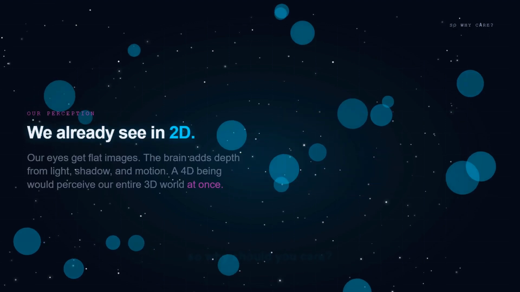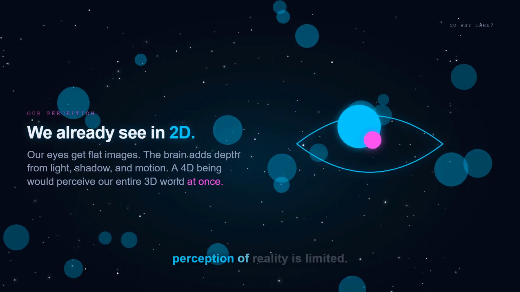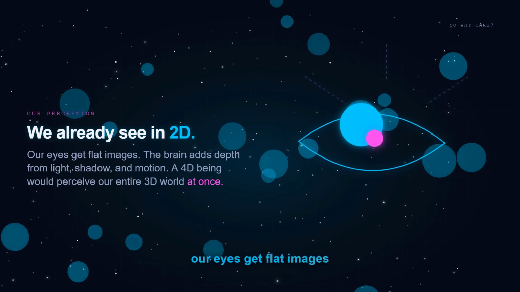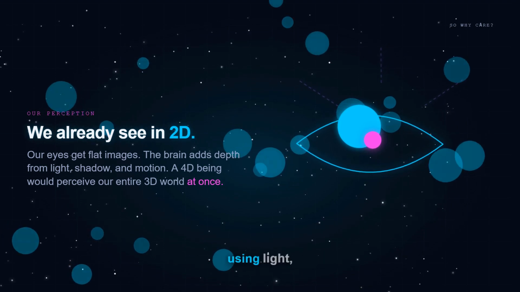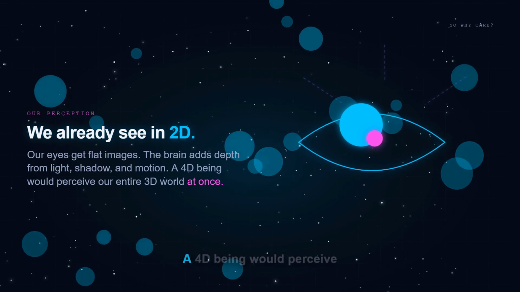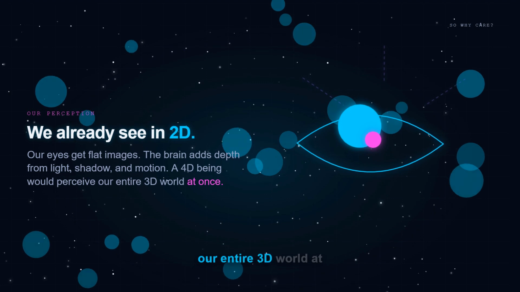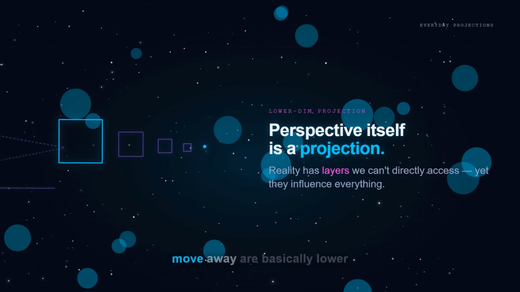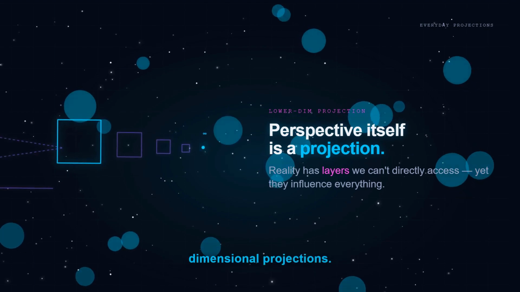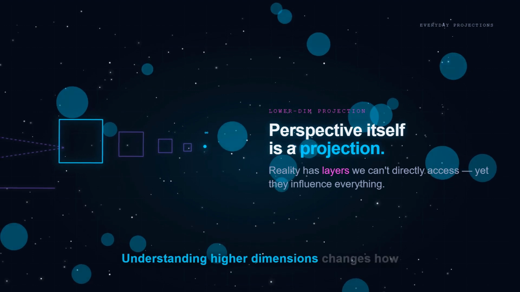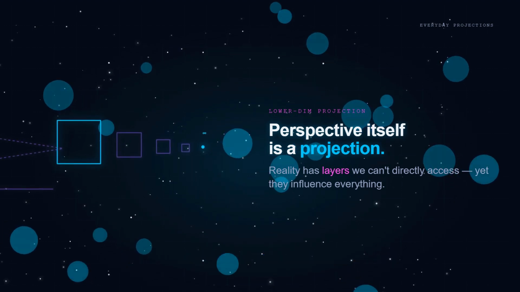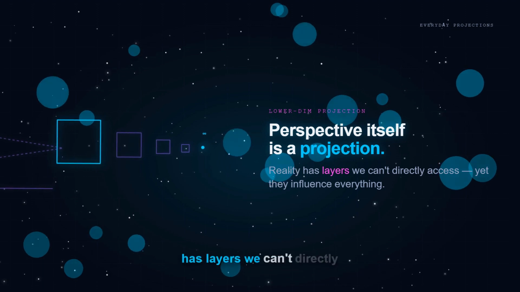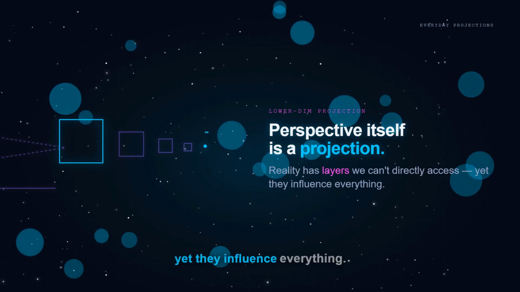So why should you care? 4D concepts show us our perception of reality is limited. We already see in 2D, our eyes get flat images, and our brain adds depth using light, shadows, and motion. A 4D being would perceive our entire 3D world at once. Everyday perspective tricks, like objects getting smaller as they move away, are basically lower dimensional projections. Understanding higher dimensions changes how you think about the universe, space, and even consciousness. It reminds us that reality has layers we can't directly access, yet they influence everything.